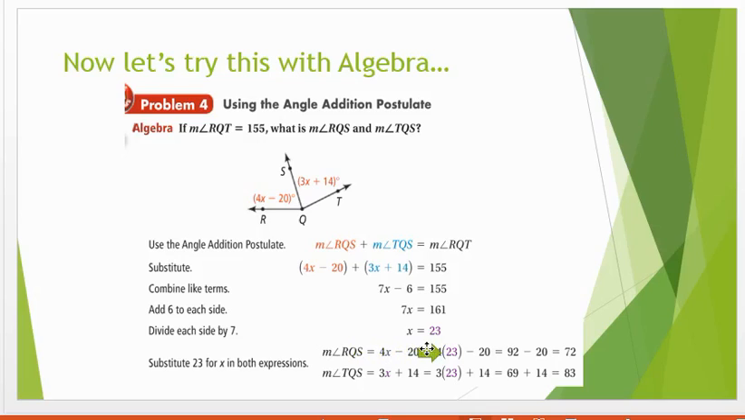So here is the expression 4x minus 20. Here's me substituting in the 23. My value ends up being 72. For this angle, TQS, which was given the expression 3x plus 14, I'm going to follow the same process. For this x right here, I'm going to substitute in my 23, add the 14 to that, and I find out that the measure of that angle is 83. Now our last check is to take 72 and add that to 83, and we get a check that that is indeed 155 degrees.